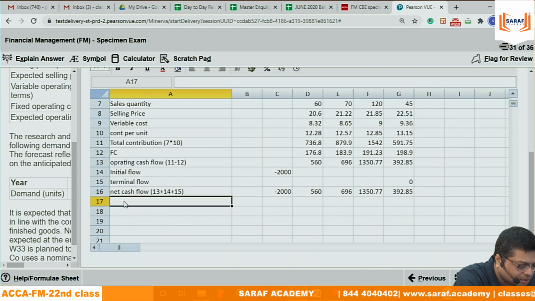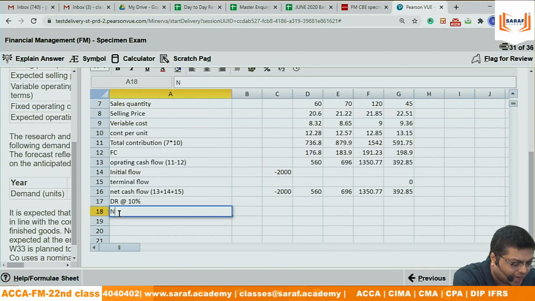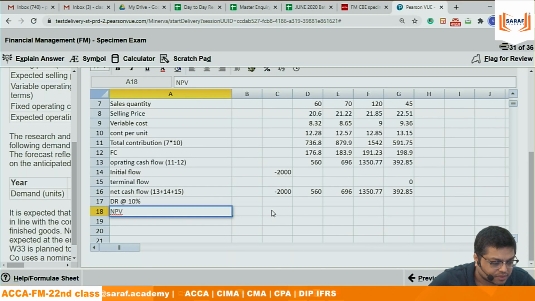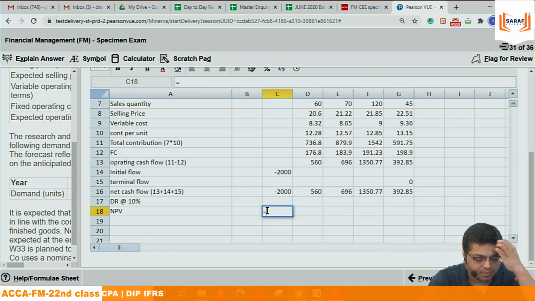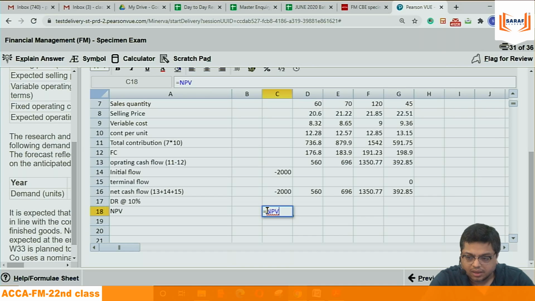Now, discount rate at the rate of 10%. For NPV, there are two options available. Equal to NPV, bracket. What is the discount rate? Either you write 10% or you write 0.1. And then not zero.